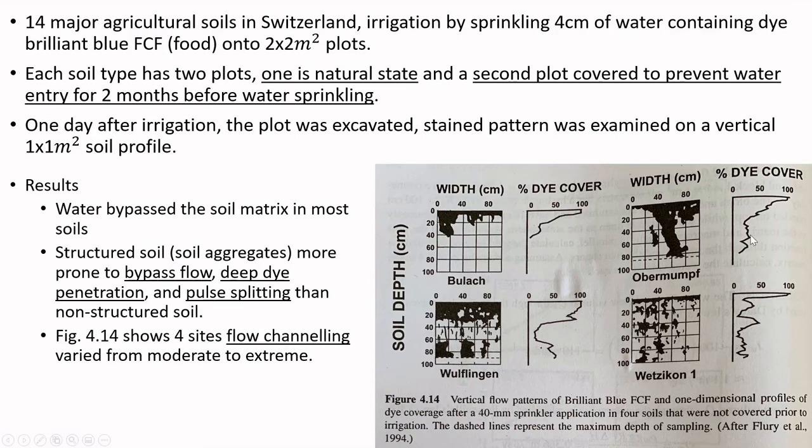But if you look at the other three, you have a deep dye penetration and pulse splitting. You can see the pulse coming in and then dropping and then rising again. So some kind of pulse splitting is actually happening within the soil. And figure 4.14 shows flow channeling varied from moderate to extreme. So some kind of channeling flow is happening. Basically that means preferential flow is actually happening within the soil.